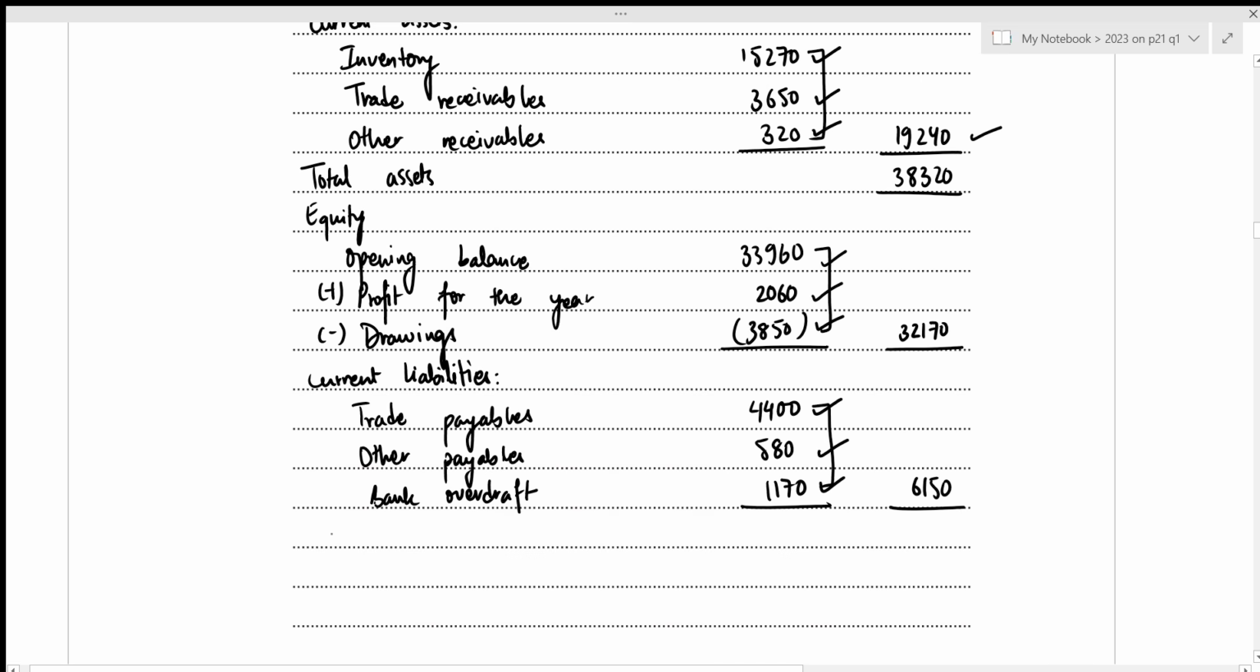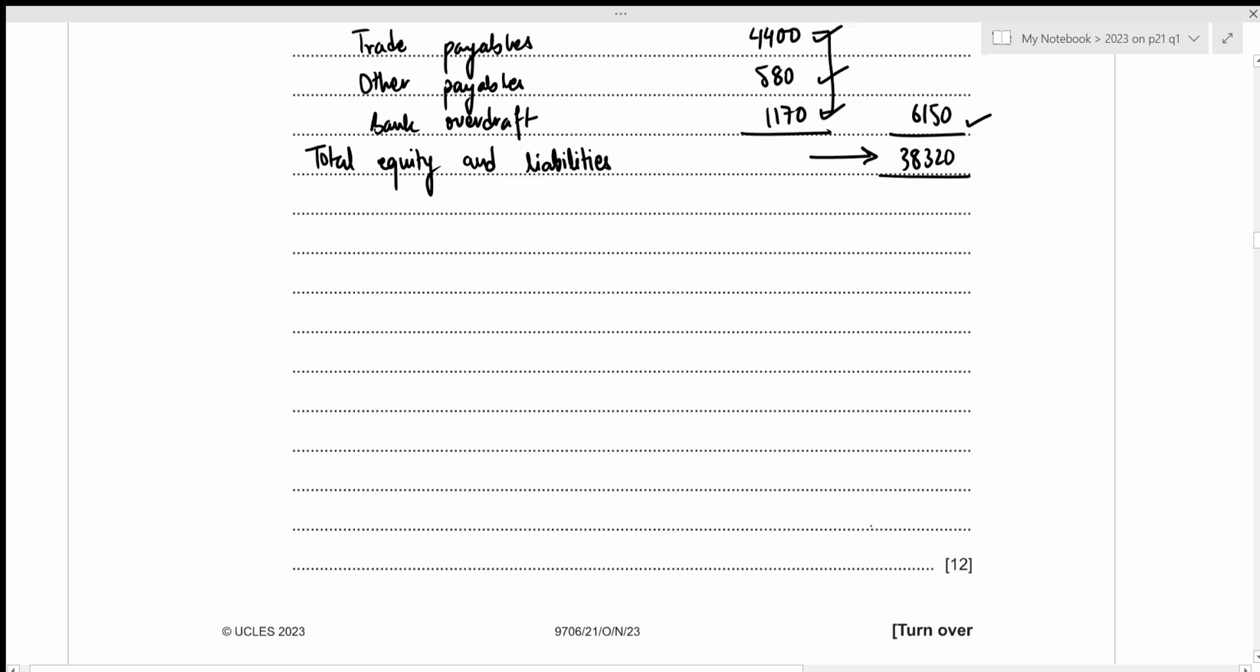Now we can calculate the total equity and liabilities. That is just going to be 32,170 plus 6,150, which results in 38,320. And we can see that our total assets is equal to total equity and liabilities, which means that our statement of financial position is correct. Okay, that's all for this part.